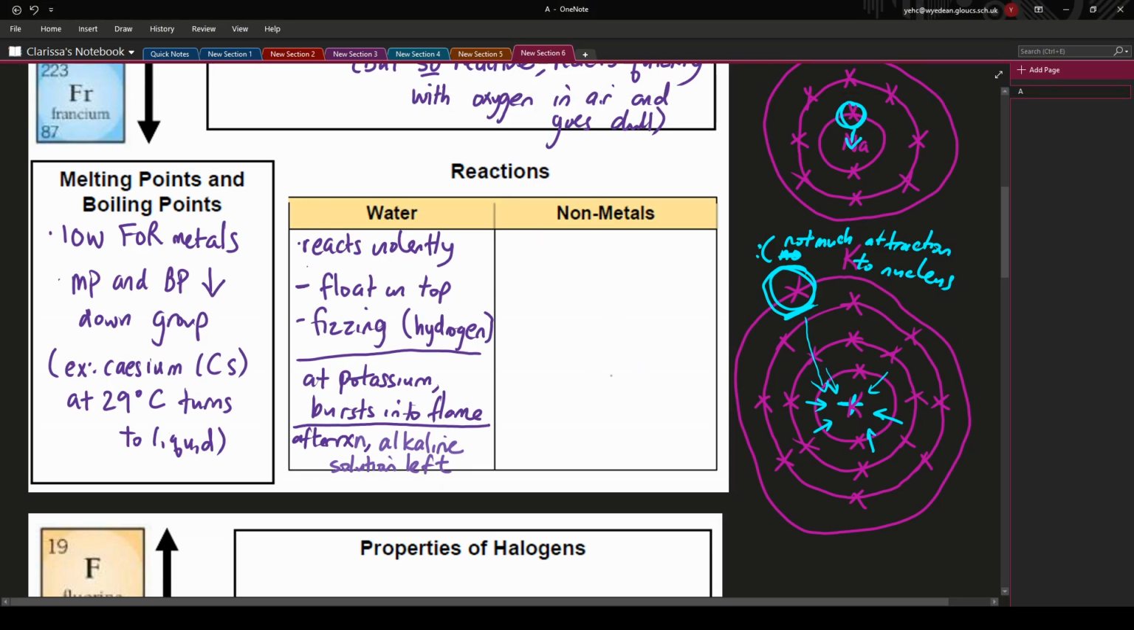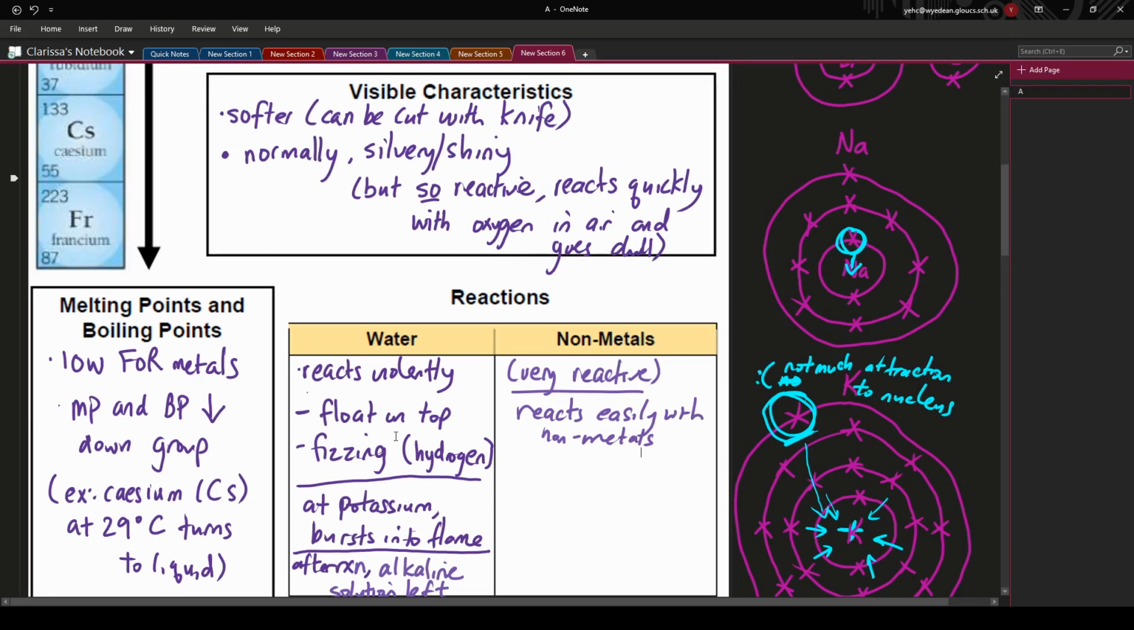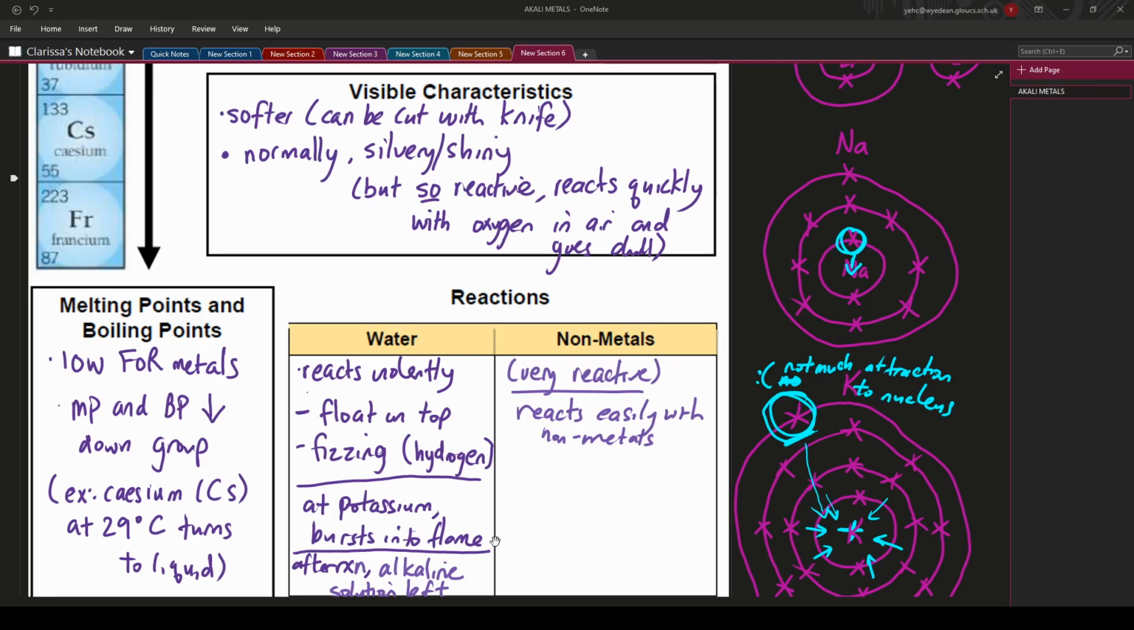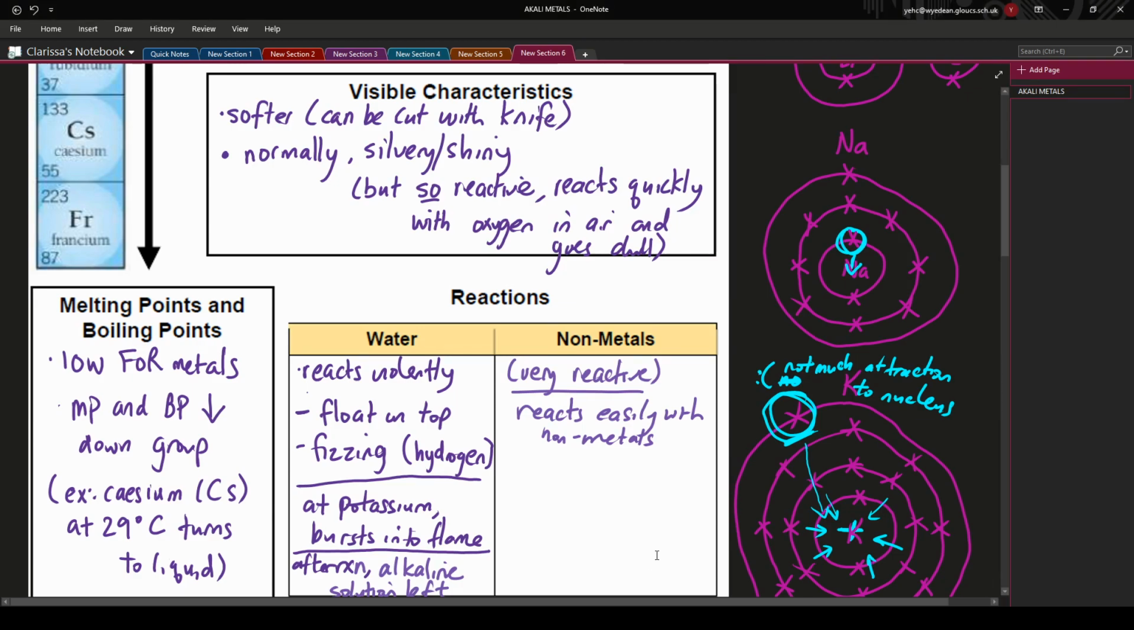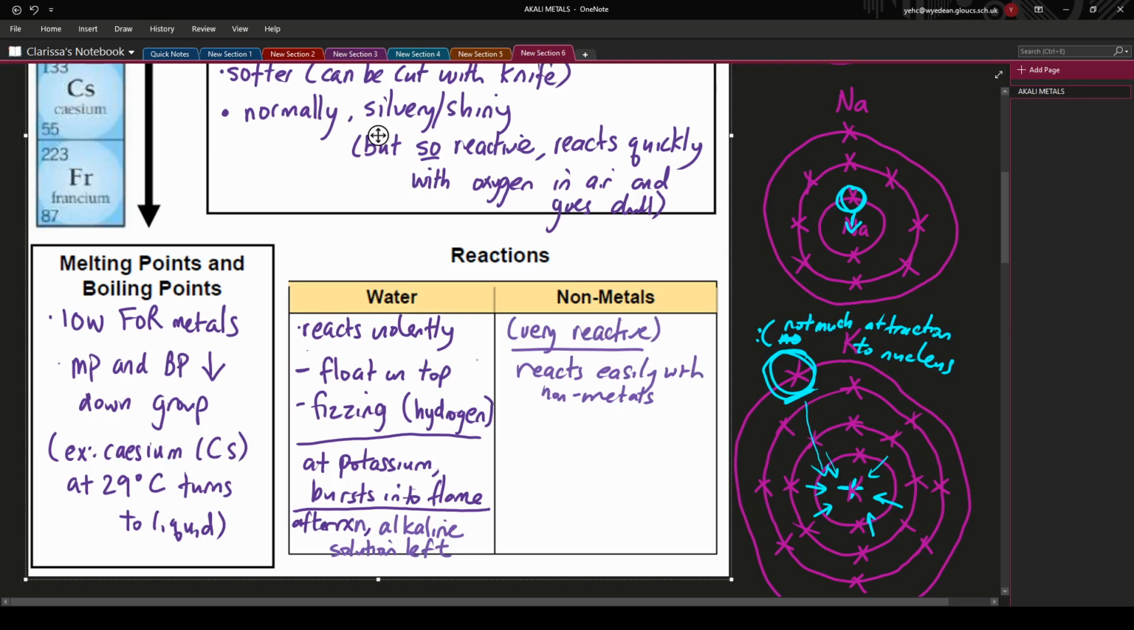Okay, so now with the non-metals, they easily react with non-metals. Remember, the theme is that it's very reactive, so it reacts easily with non-metals. Remember I said that we store it in oil because it will end up reacting with the oxygen in air? Yeah, that's why, because it reacts so easily with non-metals. And as you can imagine, once again, as you go further down the group, it becomes easier and easier.